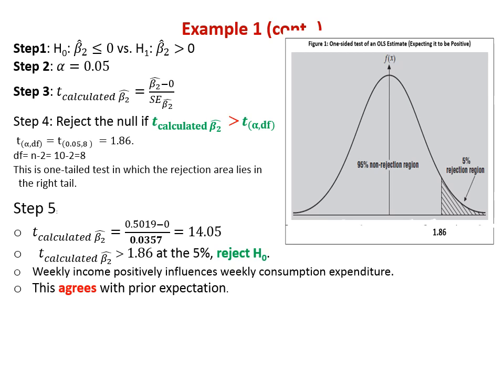Thus, we conclude that weekly income positively influences weekly consumption expenditure. In other words, if the real weekly income increases by $1, then the real weekly consumption expenditure increases on average by 51 cents. Such a conclusion agrees with prior expectation.